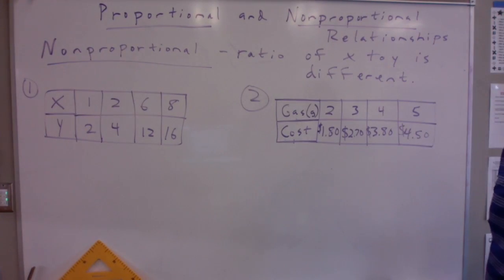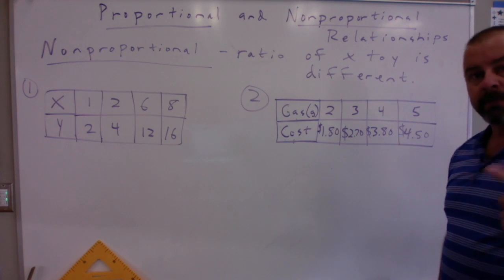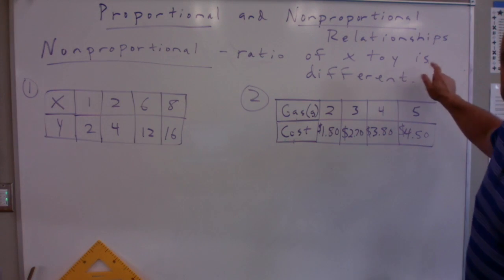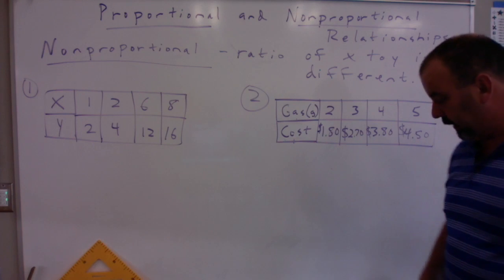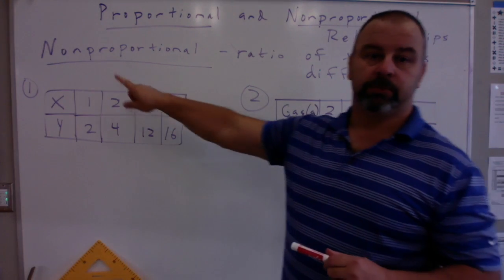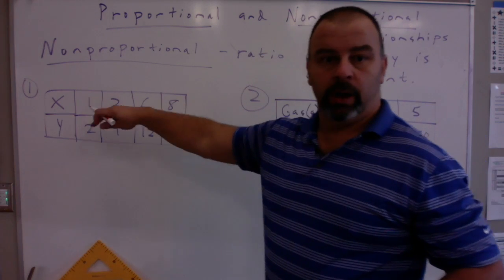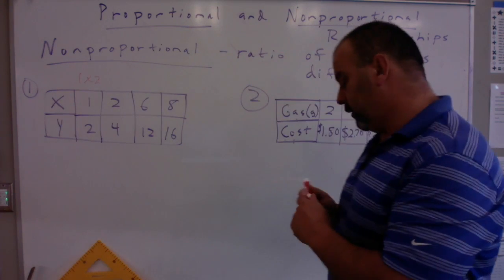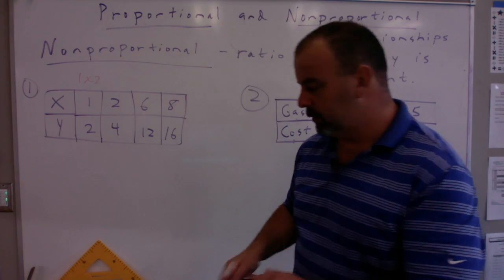We're going to talk about proportional and non-proportional relationships. Non-proportional means the ratio of x to y is different for the different numbers. So for example, I'm looking at this relationship between x and y. How do I get from 1 to 2? 1 times 2 is equal to 2. Okay? So 1 times 2 is 2.